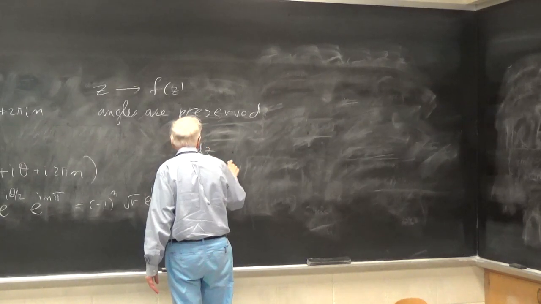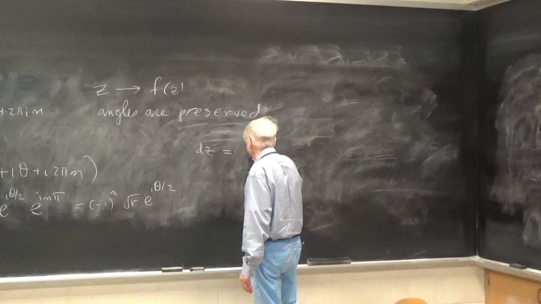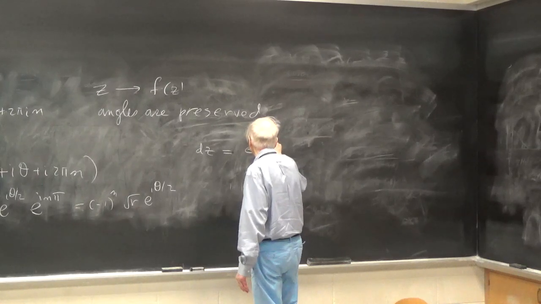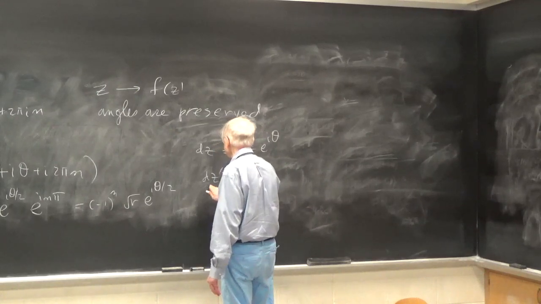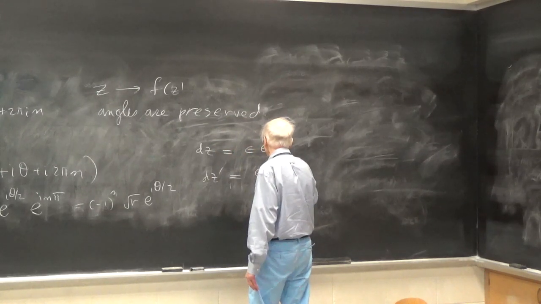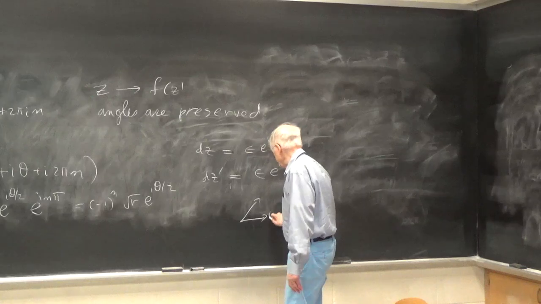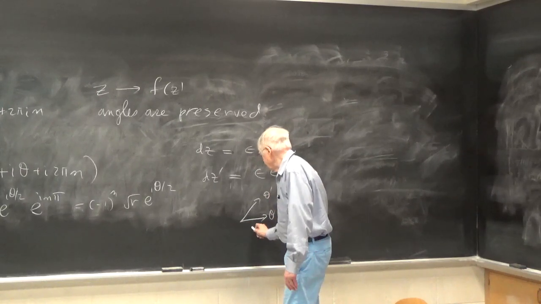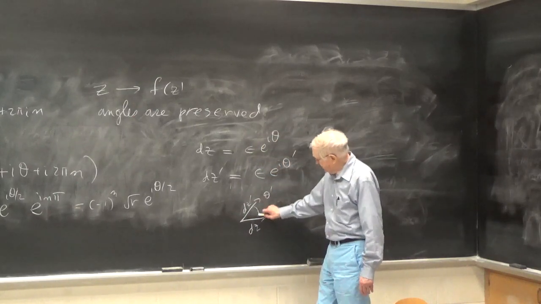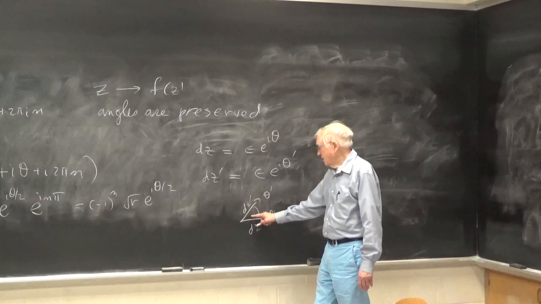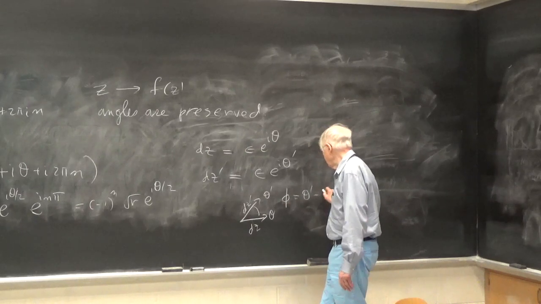First of all, dz we can think of as some epsilon e to the i theta, and consider another dz prime. This will be epsilon e to the i theta prime. So these are two displacements: this is theta, this is theta prime, and this is dz, this is dz prime. The angle between dz and dz prime, the angle phi, say, is equal to theta prime minus theta.